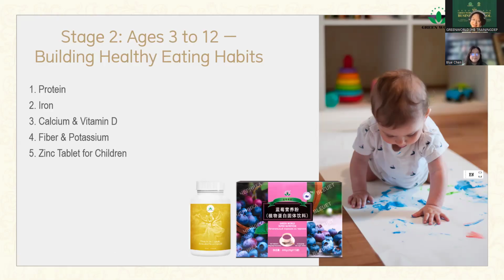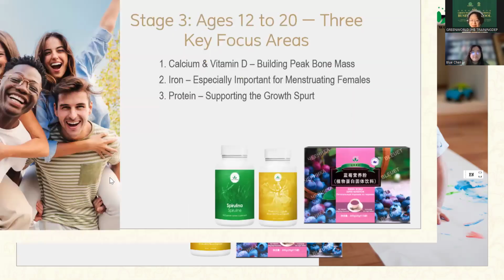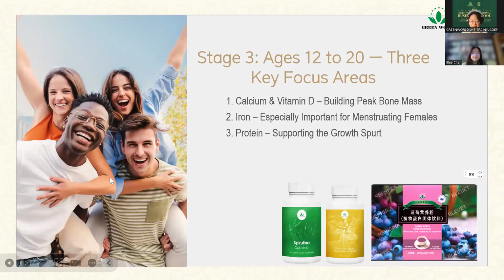All right, now let's take a look at stage 3, age 12 to 20. Well, they need 3 key focus areas. Number 1, well, all nutrients matter. Several deserve special attention due to common deficiencies and their role in development. 1, calcium and vitamin D. Build peak bone mass.